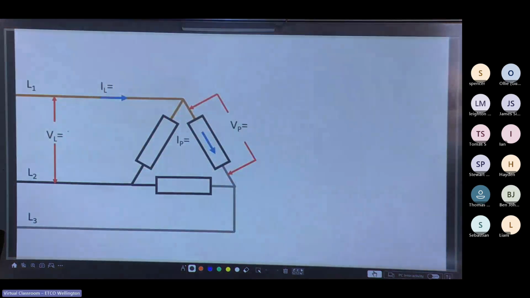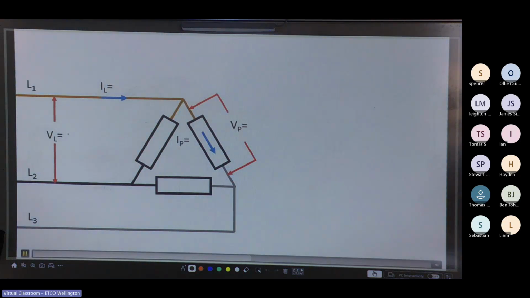So you can see on the screen here, we've got our delta connected load drawn out. And what we can do now is fill in our individual voltages and currents. Cool. So that's mostly just doing what we were looking at before, doing the calculations.